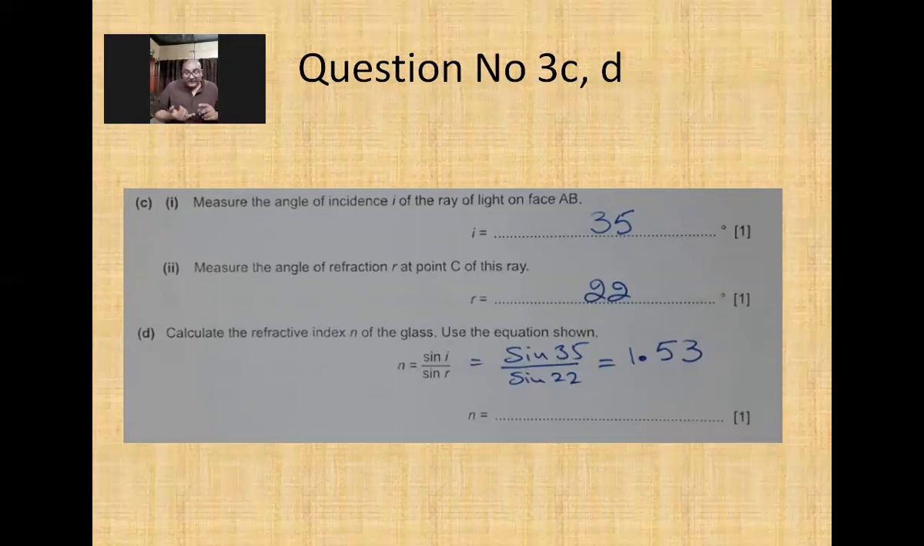The refractive index is represented with the N, its formula is sine I by sine R. So sine 35 divided by sine 22. In your calculator, when you enter these values, the answer will be 1.53. So that is question number C, first and second part.